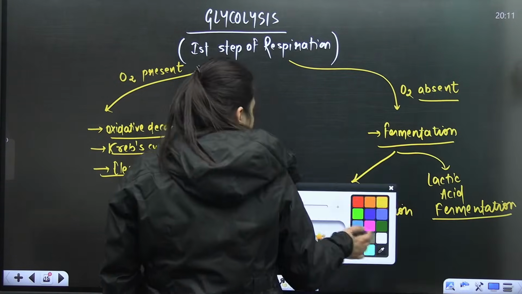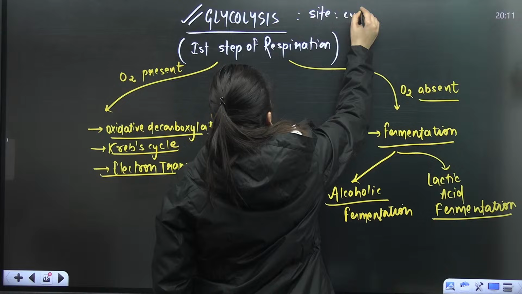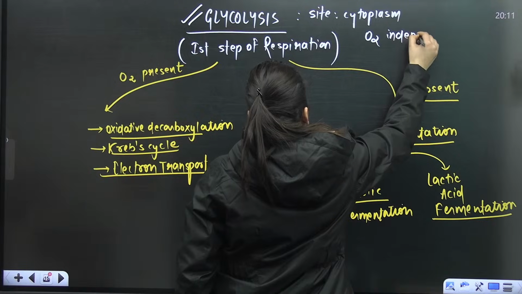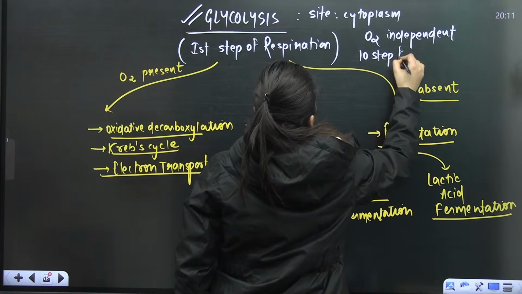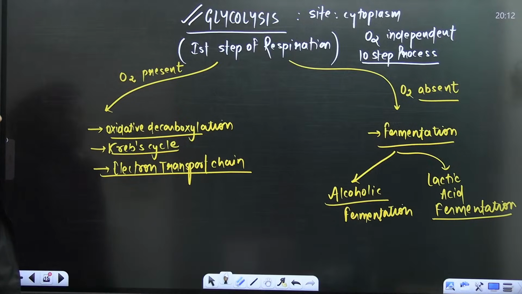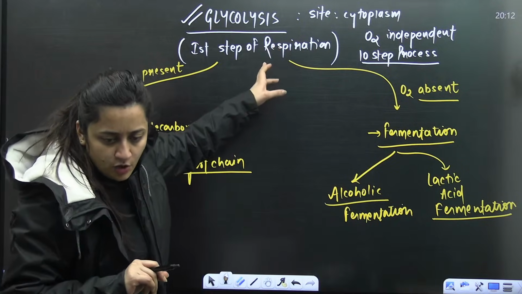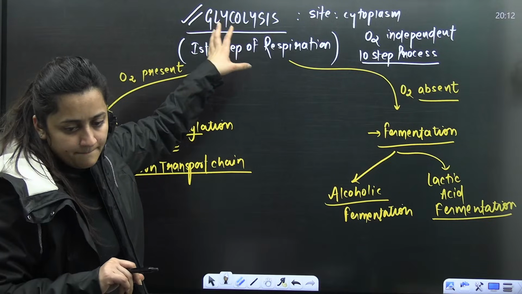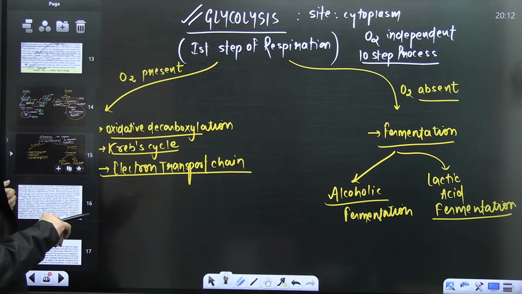So which one is the first step? This one. The site, I'll repeat it multiple times: cytoplasm, oxygen independent, a 10-step process where each step needs an enzyme. So that's what you have to study. Be it an aerobic organism or an anaerobic organism, this is first. Okay, so let's get started. Let's talk about glycolysis.